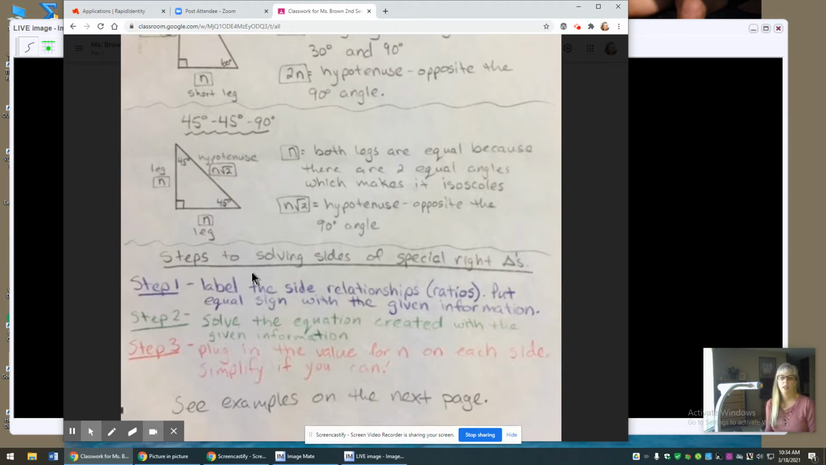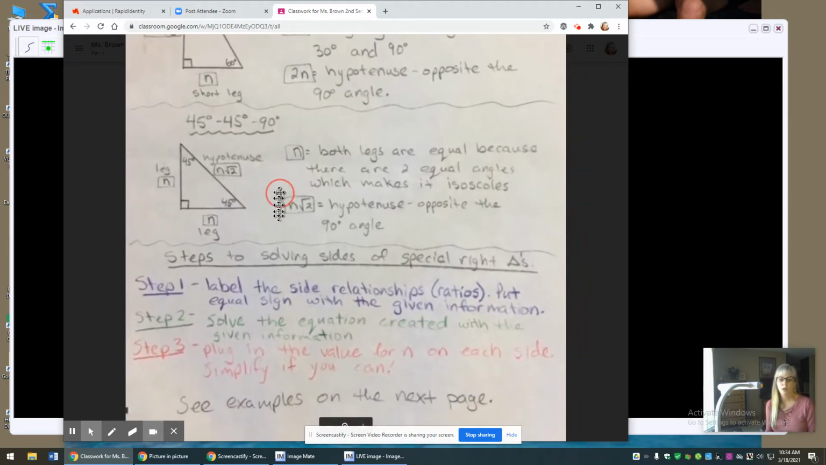Okay. Now, why is this all useful? When we're trying to solve for missing parts in a special right triangle, we follow these 3 steps. I need to add a little bit, but I'll say it, you're going to write it. Probably should rewrite these. If I'm trying to solve for a side or a hypotenuse of a special right triangle, step 1, we're going to label the side relationships or ratios. We're going to put equal signs with that given information, whatever they might give us. We'll put an equal sign with the ratio.